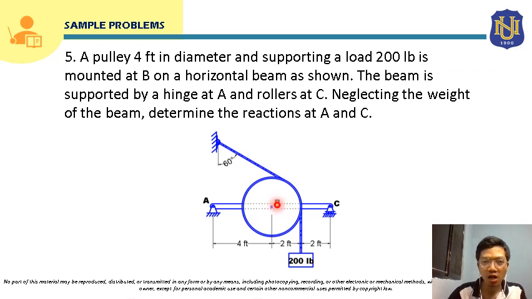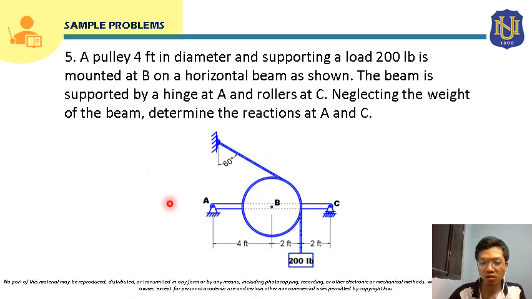Okay, so this is the beam. This beam is supported by a hinge at A. So this is the hinge at A and a roller at C. So neglecting the weight of the beam, we will determine the reactions at A and C. So this is our point A, and this is point C. So we will solve for the reactions at those points. And also, from this problem, the weight of the pulley is not mentioned. So meaning to say, we will neglect the self weight of the pulley here.